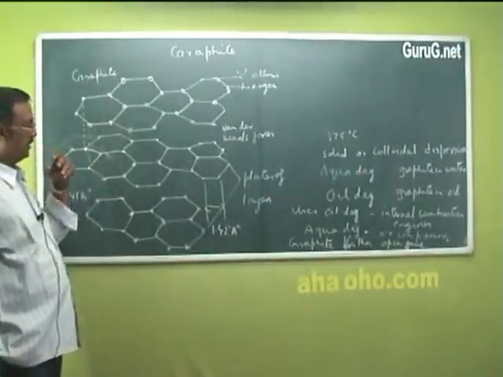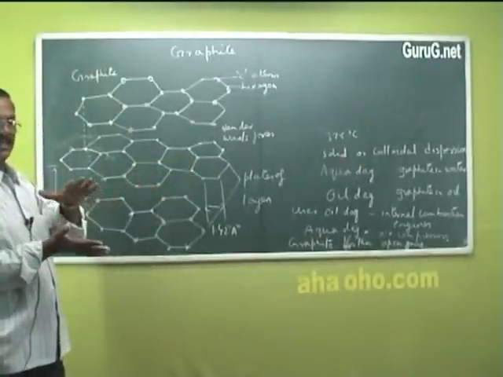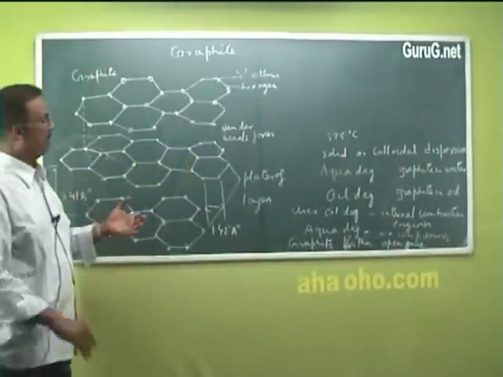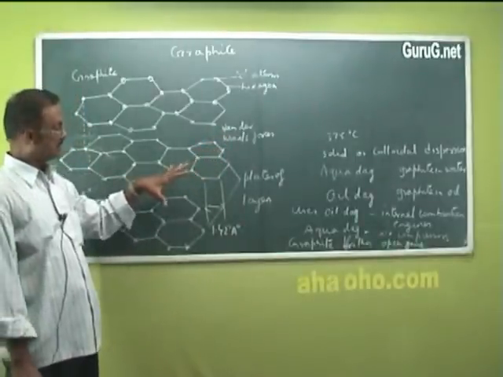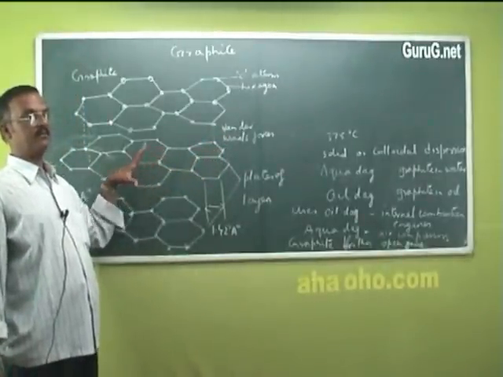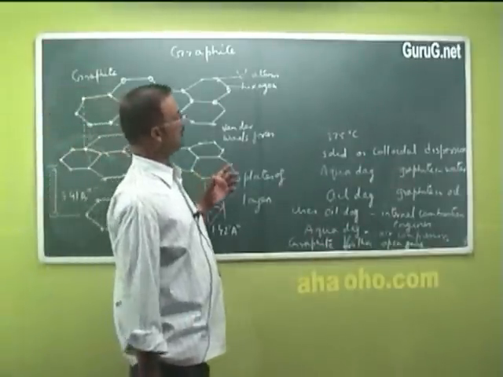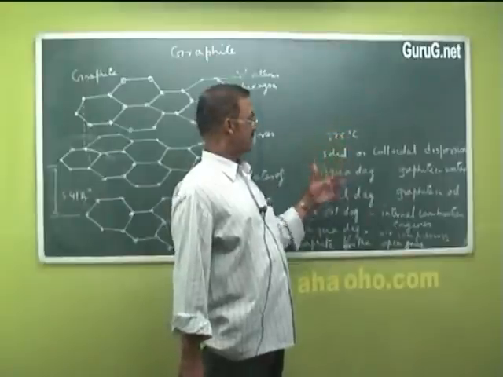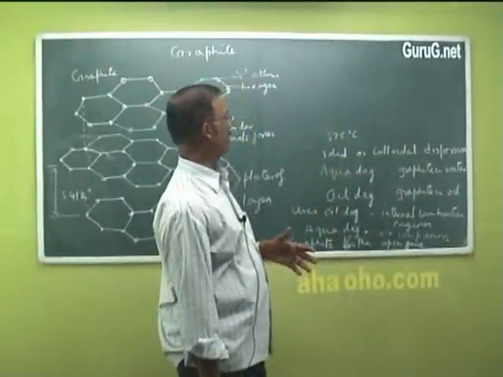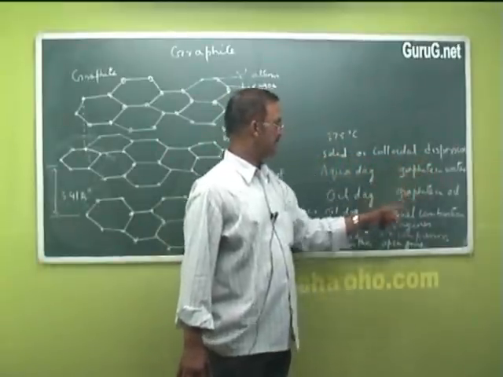Now these layers are like plates, and they can slide one over the other because they are held by weak van der Waals forces. So this makes graphite a very good lubricant. Graphite can be used up to 375 degrees centigrade, above which it gets oxidized. Now this can be used as a solid or a colloidal dispersion.